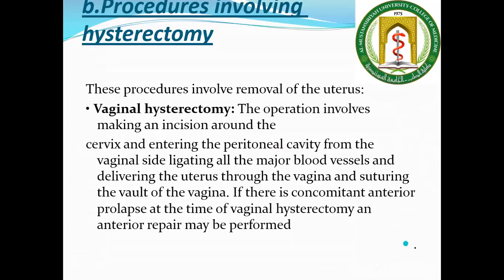Procedures involving hysterectomy. Vaginal hysterectomy is the definitive surgery and involves hysterectomy through the vagina. We incise the vaginal mucosa, we clamp and incise the pedicles, and then we close the vaginal mucosa. Here, this is the vaginal hysterectomy. If the patient has anterior and posterior vaginal wall prolapse also, we can do anterior and posterior colporrhaphy.